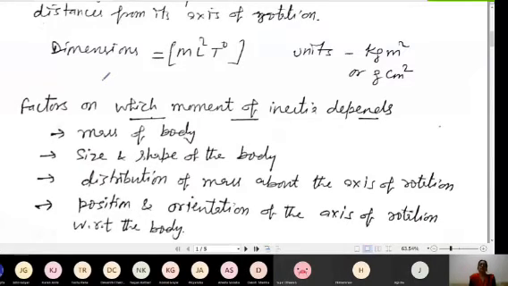Whenever you are being asked, you will write that it is a scalar quantity. Factors on which moment of inertia depends: of course the mass of the body, the size and shape of the body, how the particles are distributed, which means the distribution of the mass about the axis of rotation, and the position and orientation of the axis of rotation with respect to the body. All these are the factors on which the moment of inertia of a body depends.